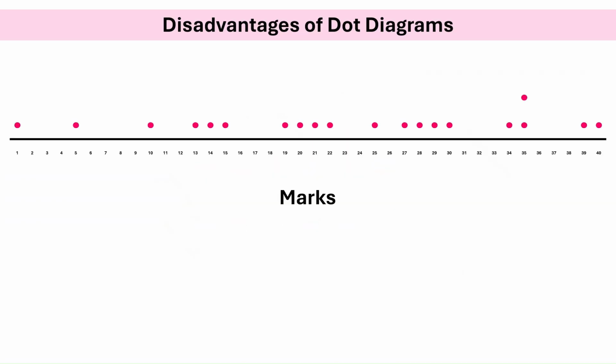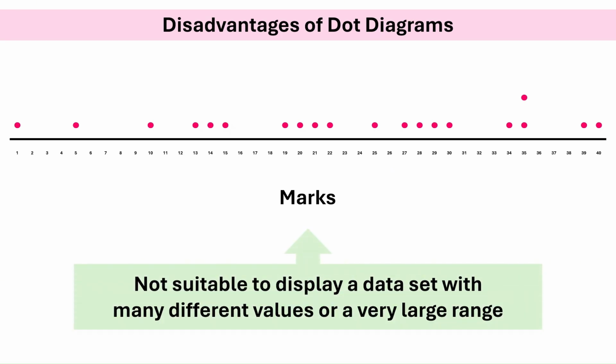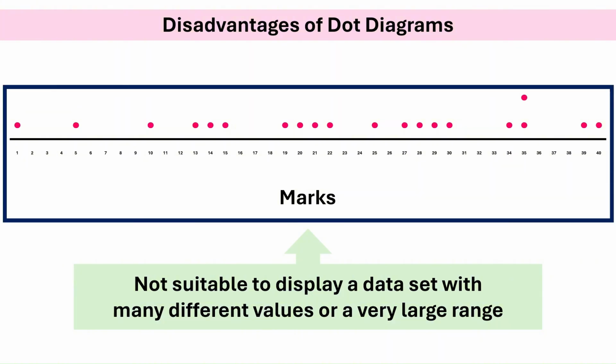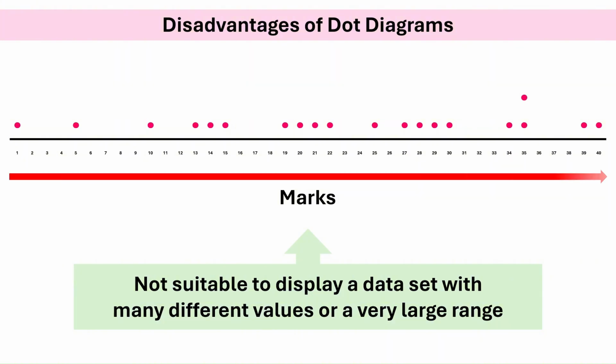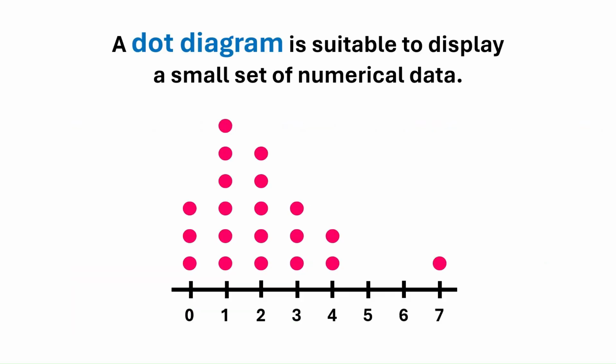Dot diagrams are also not suitable to display a data set with many different data values or a very large range. Look at this data set. The data values range from 1 all the way to 40, and there are 19 different data values out of the 20 data points. Hence, a dot diagram is only suitable to display a small set of numerical data.